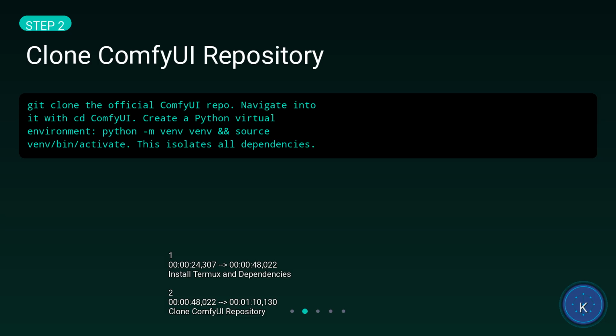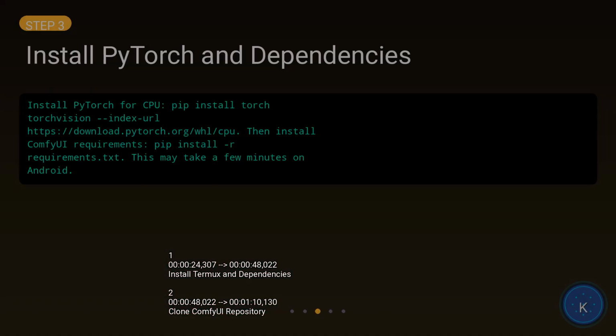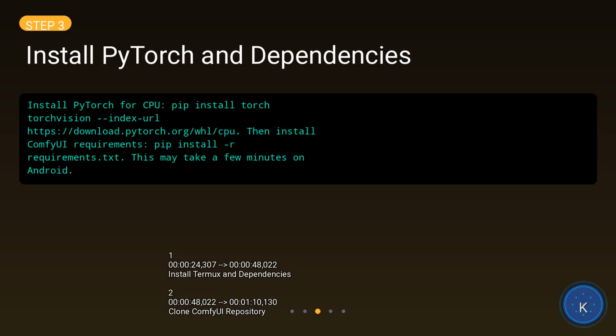Install PyTorch and dependencies. Install PyTorch for CPU, pip install torch torchvision, with the index URL https://download.pytorch.org/whl/cpu. Then install ComfyUI requirements, pip install -r requirements.txt. This may take a few minutes on Android.